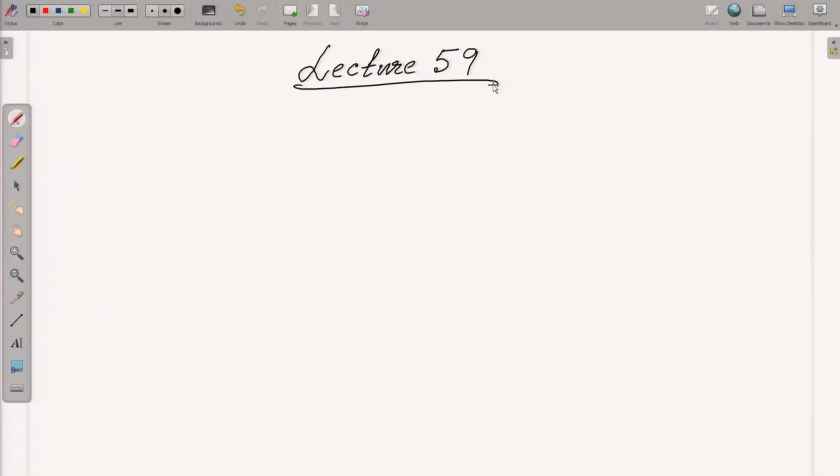So, before going to monoclonal antibody, let us discuss one more time what we understand about polyclonal and monoclonal antibody. So, let us start. Today we are going to talk about lecture number 59. First, let me start with polyclonal antibody.